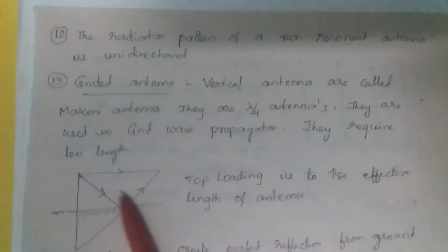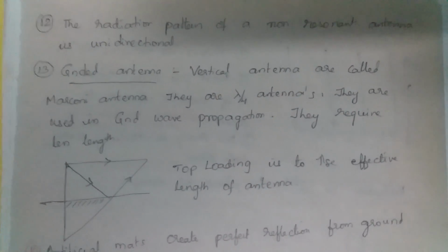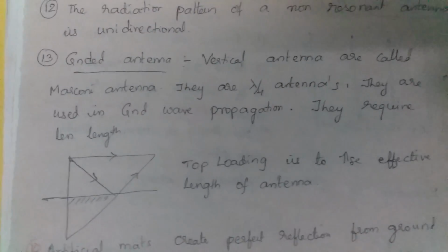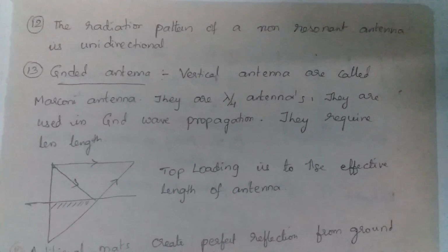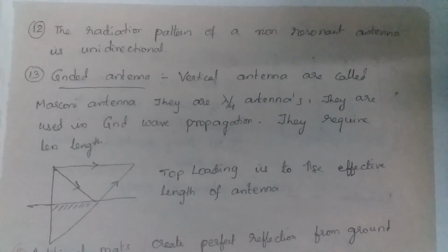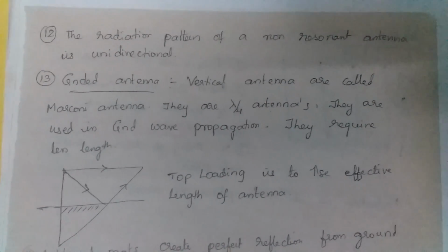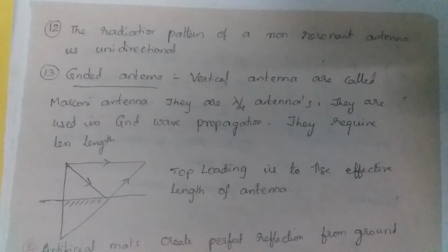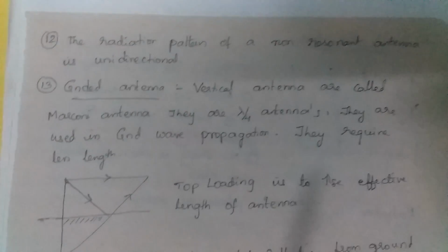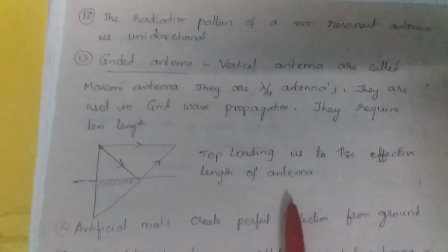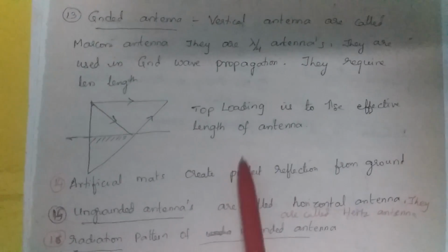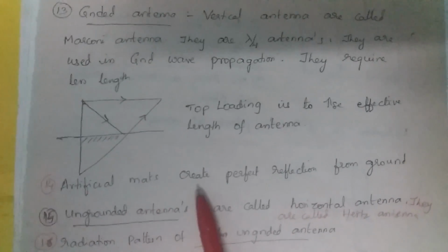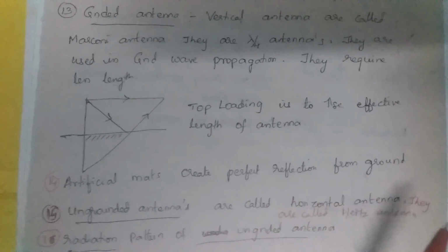They require less length because, for example, if there is a lambda by 2 line, okay, and the image of the lambda by 2 line away from it is seen, okay, in case of ungrounded antennas. Okay, what is top loading? Top loading is to increase the effective length of the antenna. Artificial mats create perfect reflection from the ground.